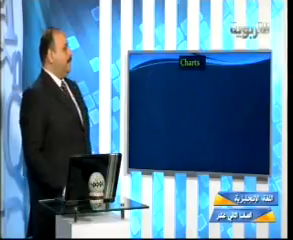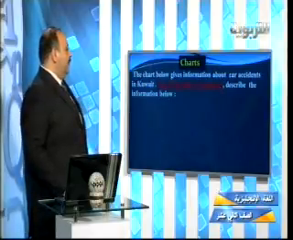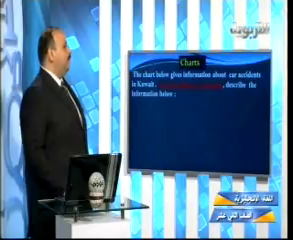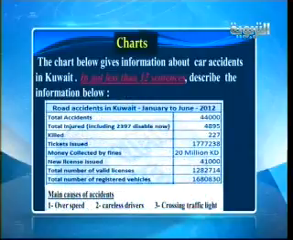Now let's see. The third type is about charts. In chart writing, you have information or data. Mainly it is related to numbers and some words. You're going to interpret. You're going to change these numbers and some words into complete sentences. Now have a look. The chart below gives information about car accidents in Kuwait in not less than 12 sentences. Still, we're talking about 12 sentences. Describe the information below.